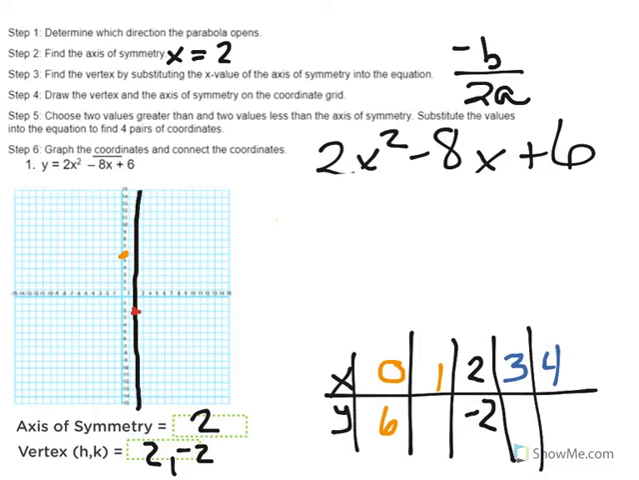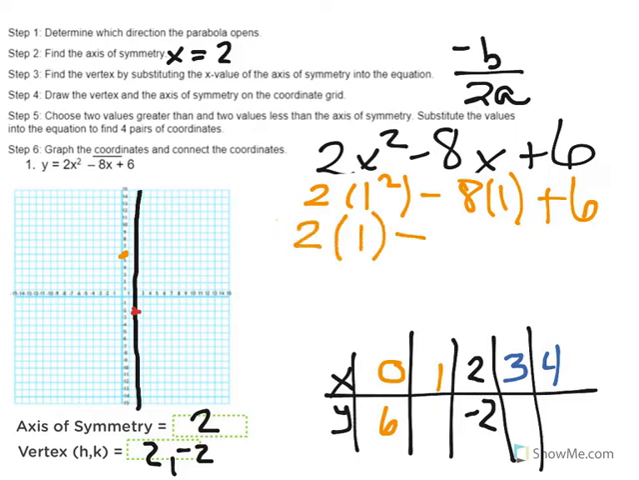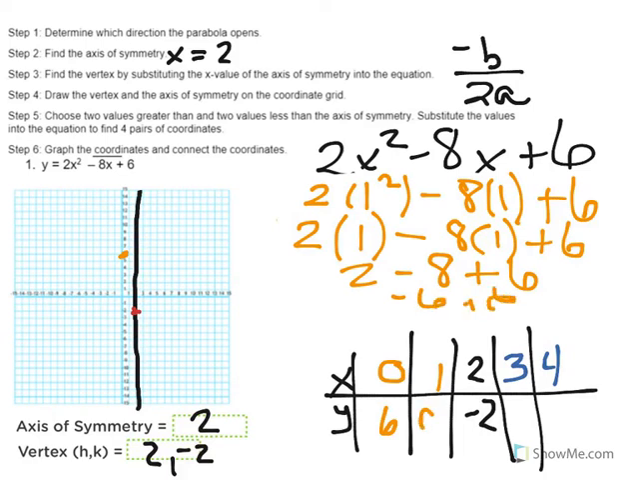Now I'm going to substitute the 1 into the equation. So we have 2 times 1 to the power of 2 minus 8 times 1 plus 6. So our exponent, 1 to the power of 2 is 1. And then we just copy everything back down. Now we're going to do our multiplication. 2 times 1 is 2. 8 times 1 is 8. And now we do our subtraction and addition. 2 minus 8 is negative 6. Plus 6 is 0. So we can see that our next coordinate is 1, 0.